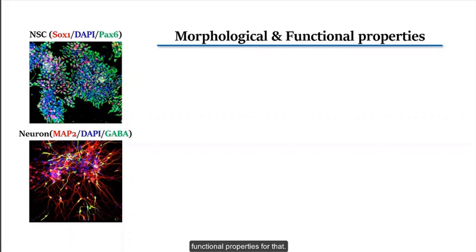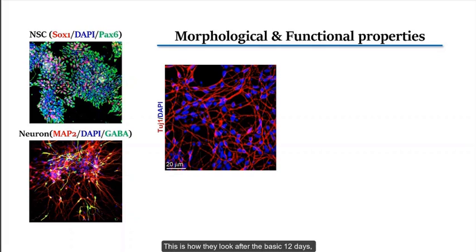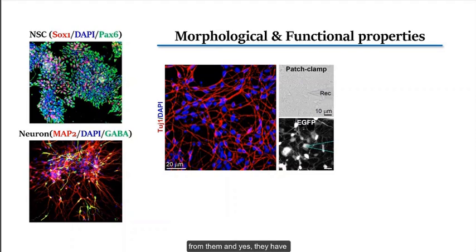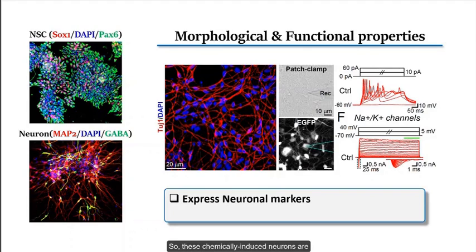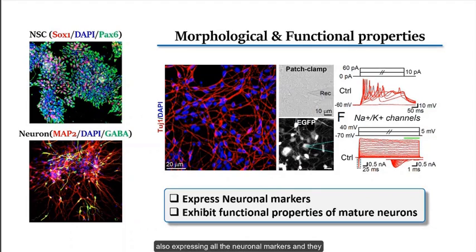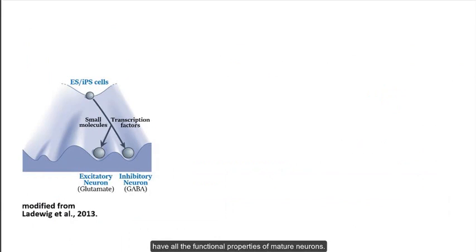So this is how they look after a couple of days, like 12 days, 14 days, TUJ1 expression and MAP2 expression. And we can definitely do physiological recording from them. And yes, they have beautiful action potential firing, they have inward sodium currents, outward potassium currents, etc. So these chemically induced neurons also exhibit functional properties of mature neurons.